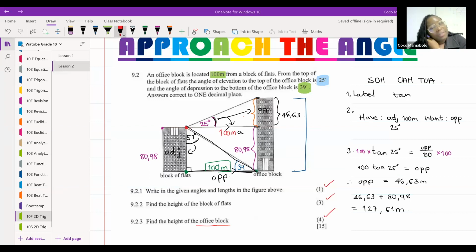We will only round off if they tell us to. In this case, they say, put your answers down correct to 1 decimal place. So instead of writing 6.1, we will just write 6. Okay.